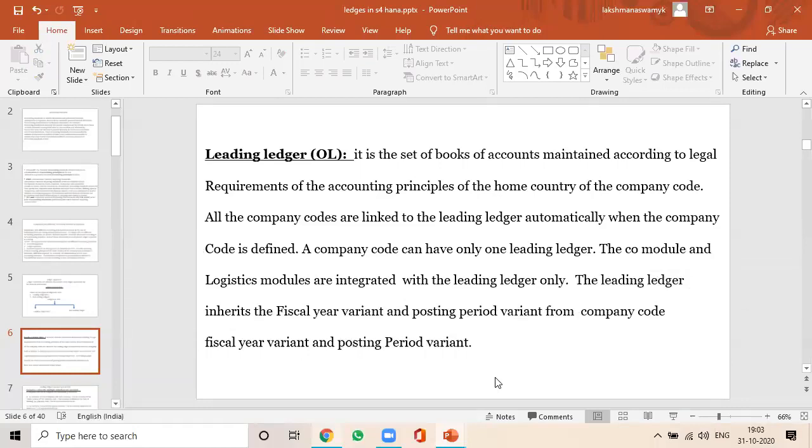Clear for everybody till now? Let us come to currencies later on. So the leading ledger fiscal year variant and the leading ledger posting period variant also should be the same as the company code fiscal year variant and company code posting period variant. They cannot have separate ones.